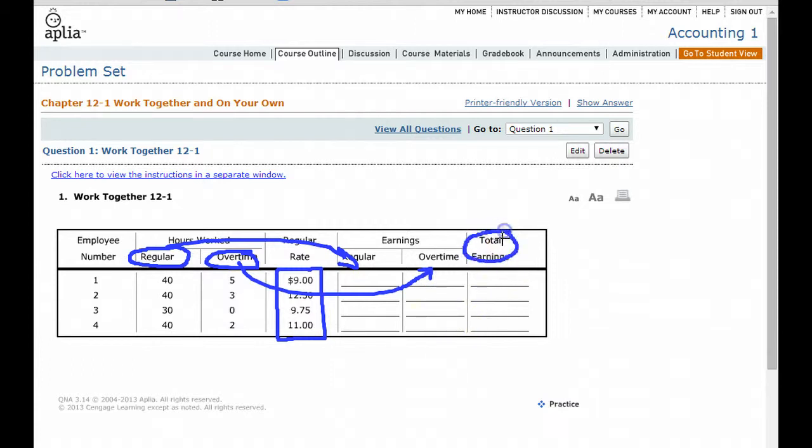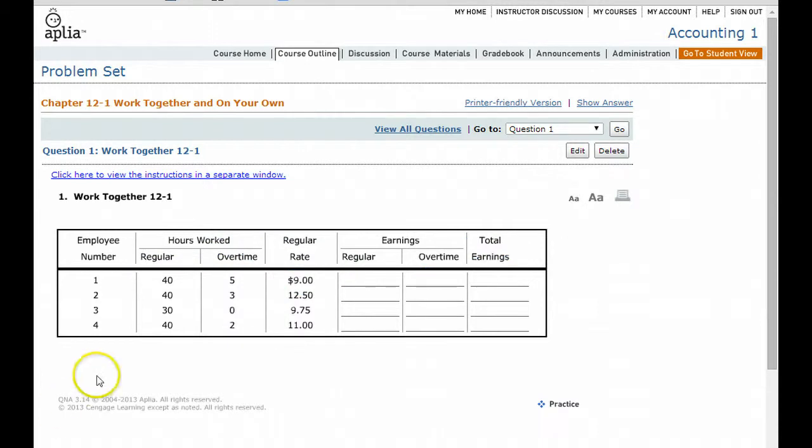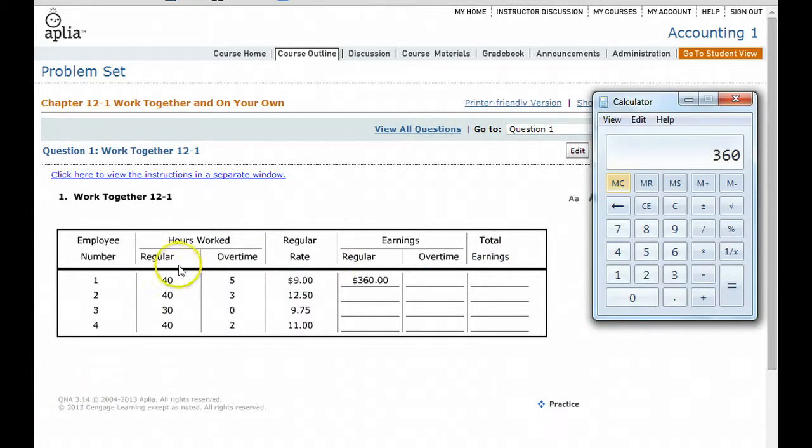for your total earnings. Now, your total earnings is also known as your gross pay. What gross pay means is this is the pay before taxes. All right, so how do you figure this out? Very simple. You're going to take the regular number of hours, 40, times the hourly rate, which equals $360, and that's going to be how much they made for working regular hours.